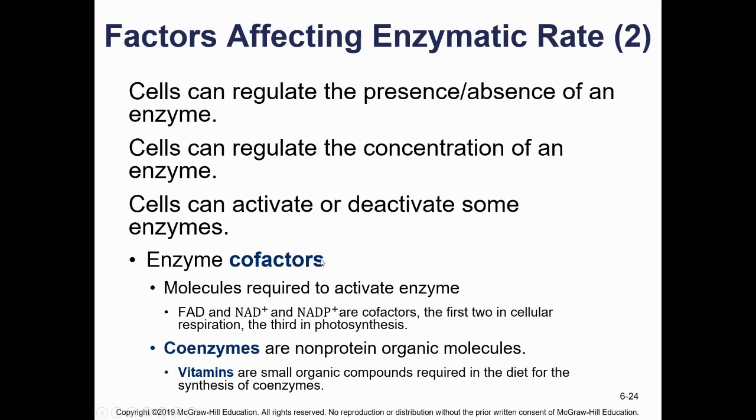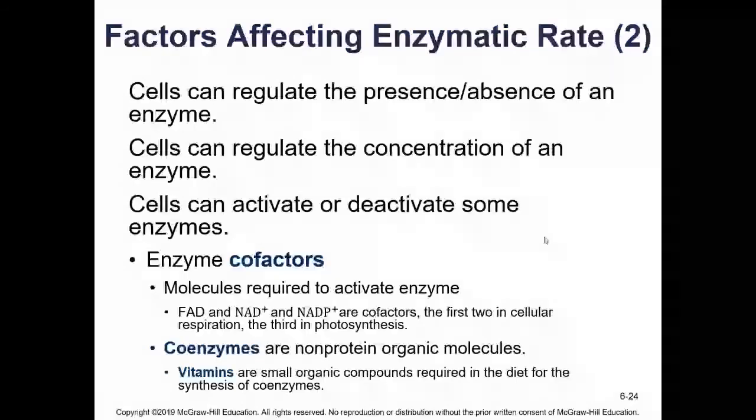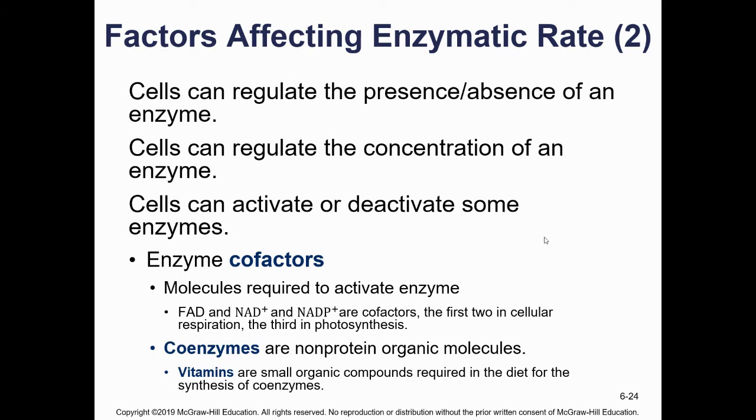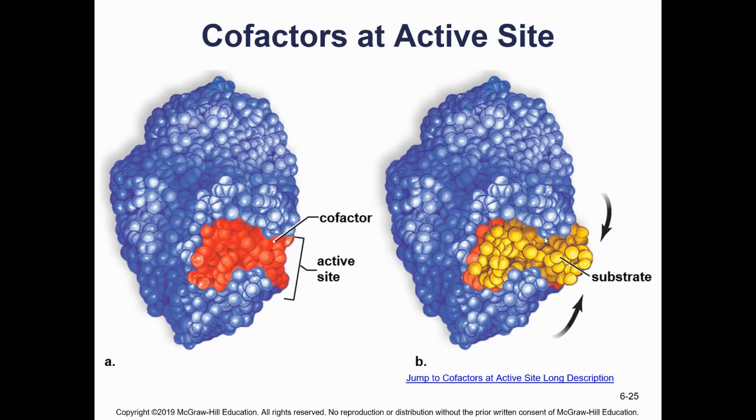They can do that through the production of cofactors. So some enzymes have a cofactor. It's something that must be present for the enzyme to do its job. And coenzymes are non-proteins that interact with the enzyme to help it work more efficiently. So a lot of vitamins are coenzymes. And what a cofactor will do, this is my active site. If the cofactor is present, it makes it easier for the substrate to bond.